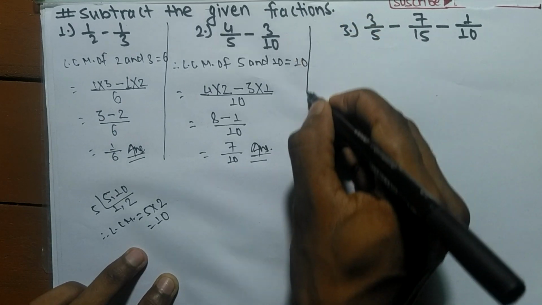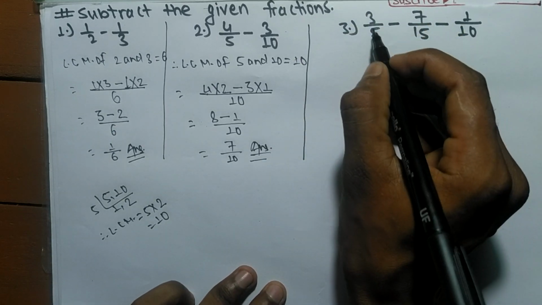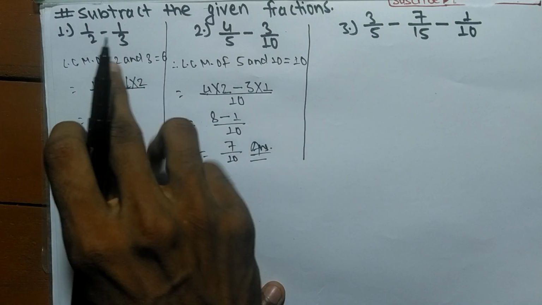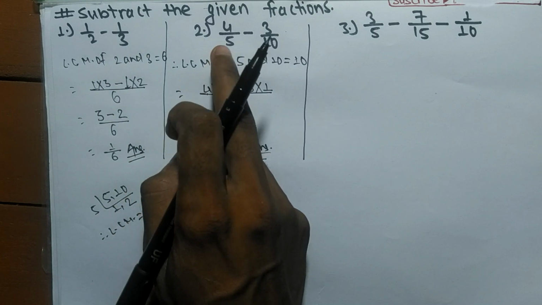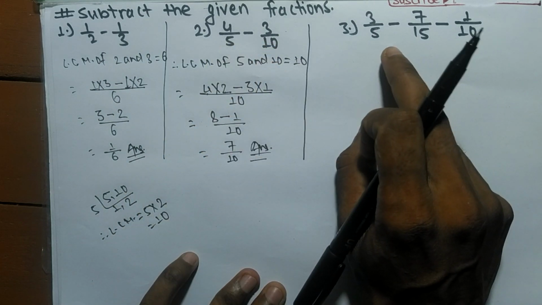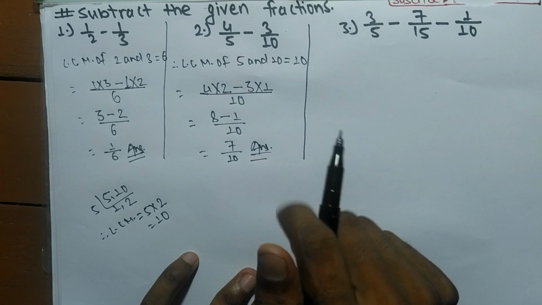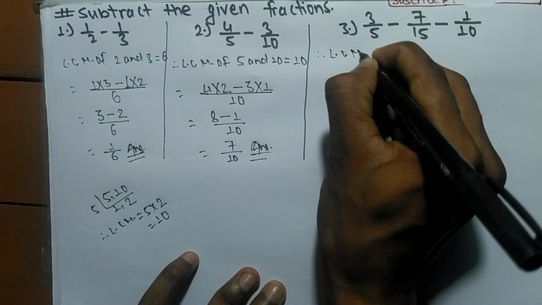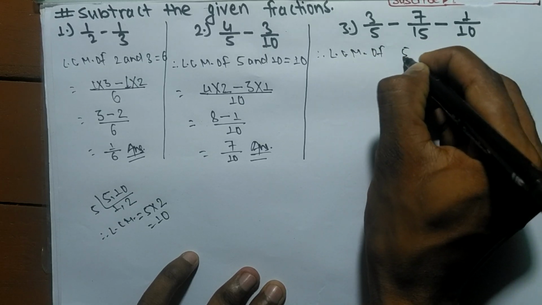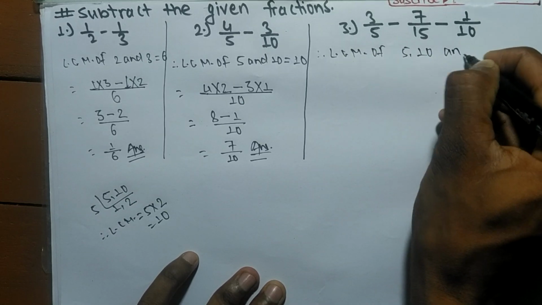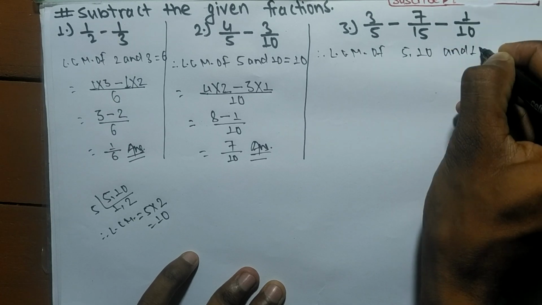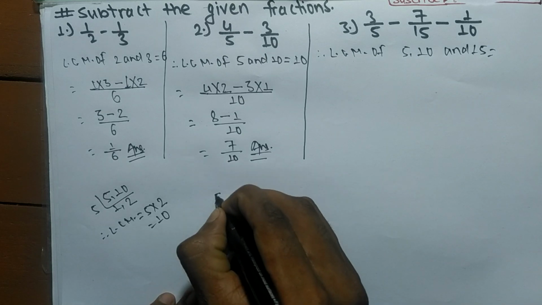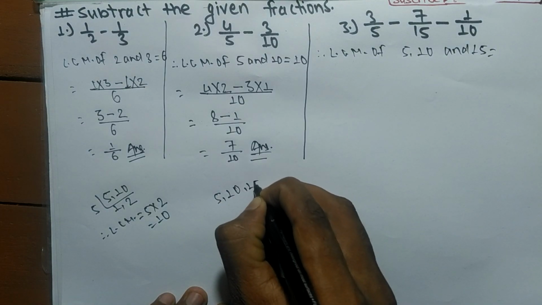Now we have the third problem, 3 by 5 minus 7 by 15 minus 1 by 10. In the first and second problems we had only 2 terms, but here we have to subtract 3 terms. The method is the same. First of all we have to take the LCM of 5, 10 and 15.